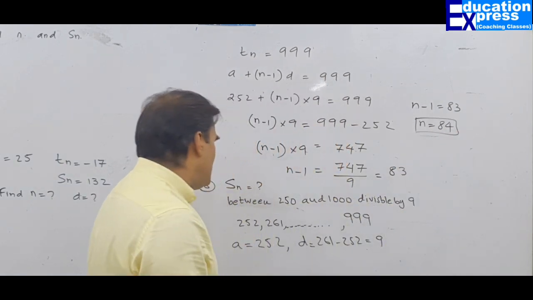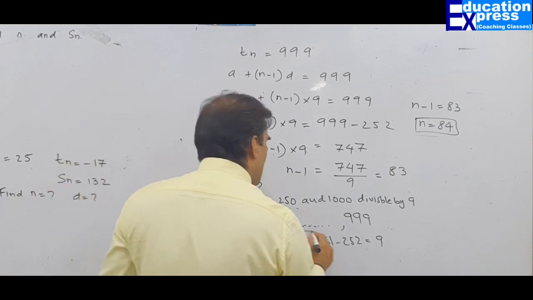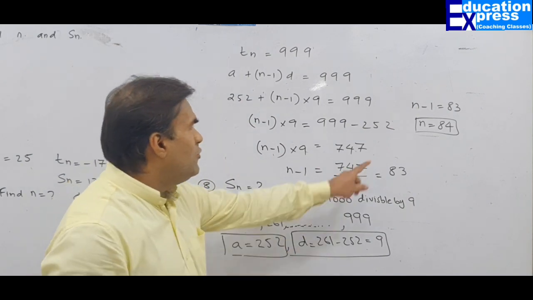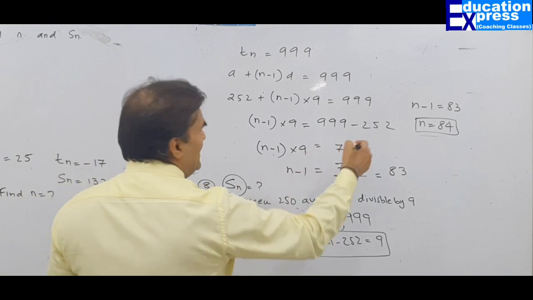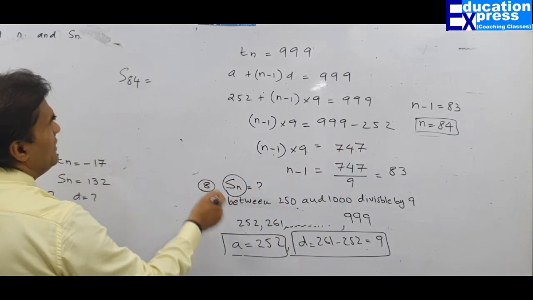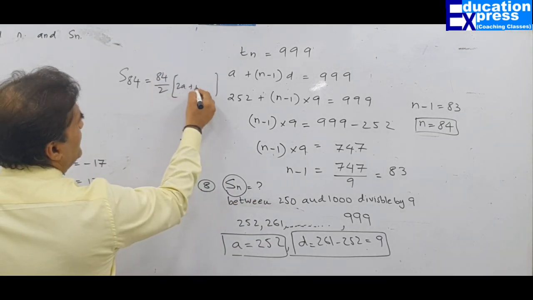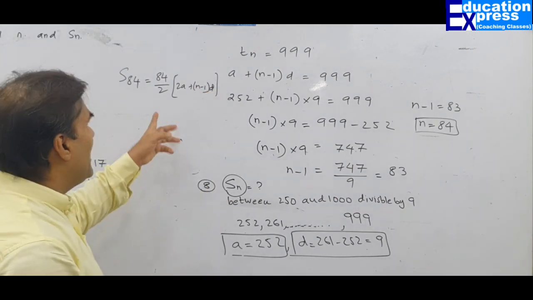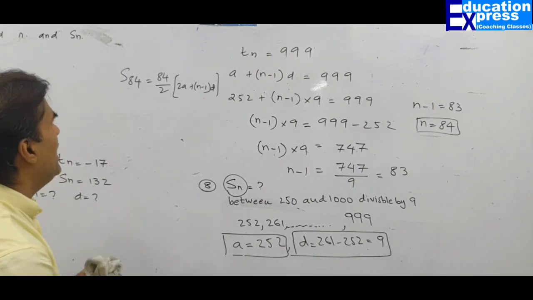So my dear friends, you have the value of A, you have the value of D, and I found for you the value of N. Since all three values are available, you have to find out Sn. Sn means S84. So you can simply place the formula 84 upon 2 into 2A plus N minus 1 into D. I'm sure you can easily get the answer to this question. Let us move on to the next question.